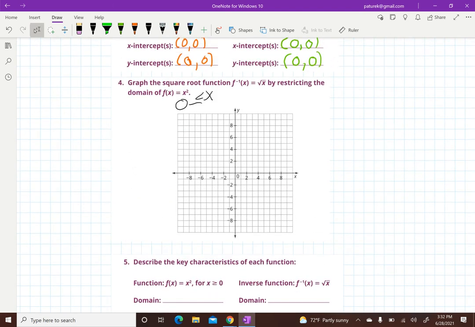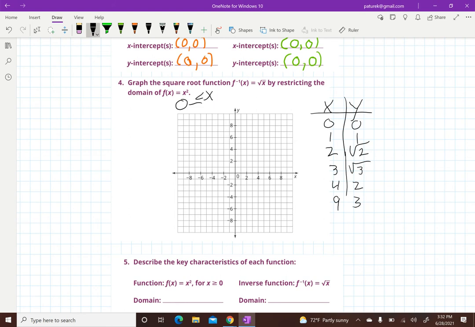All right, and they want a graph of the square root function. If you need to, you can make a brief data table. It says, okay, tell me what the values of x and y are. When x is equal to 0, the square root of 0 is 0. When x is equal to 1, the square root of 1 is 1. When x is equal to 2, the square root of 2 is 1.414 and so on. When x is equal to 3, the square root of 3 is around 1.73. When x is equal to 4, the square root of 4 is 2. When x is equal to 9, the square root of 9 is 3. And that's what we should be graphing, don't you see?